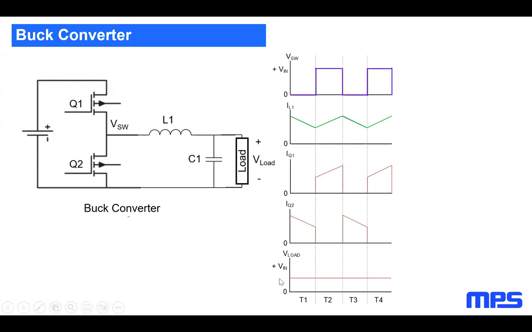Great, thank you. For WBG power devices such as GaN, would you recommend the usage of a Rogowski coil for the drain current measurement?